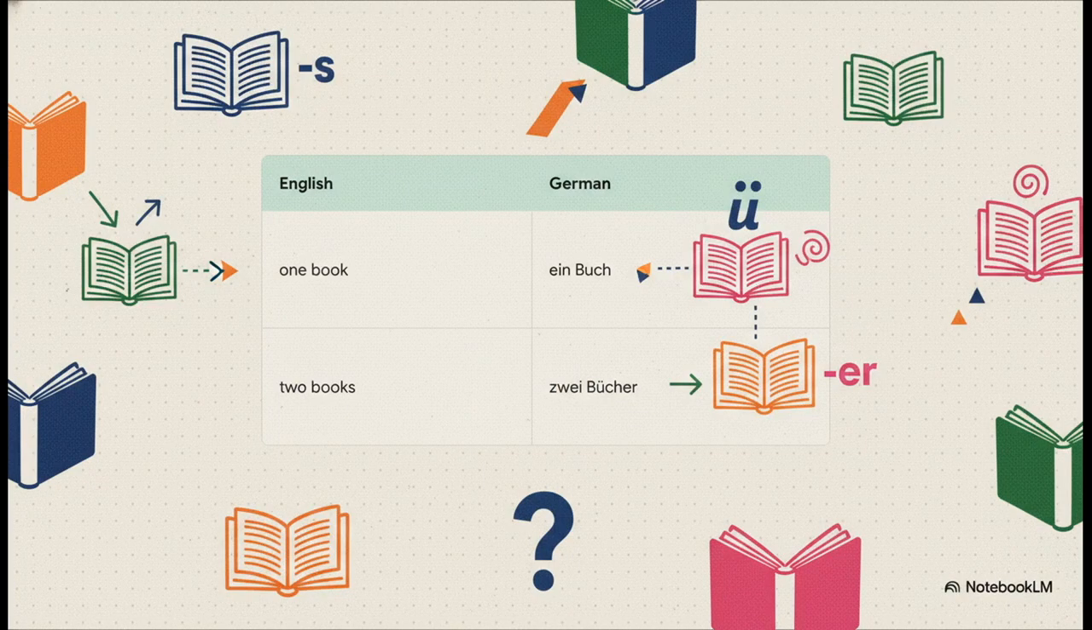I mean, look at this. In English, it's so simple, right? One book, two books. You just slap an S on the end. But in German, ein Buch becomes zwei Bücher. So what just happened there? We got a vowel change, that's the umlaut, those two little dots over the U, and a totally new ER ending. This is exactly the kind of thing we're going to clear up today.